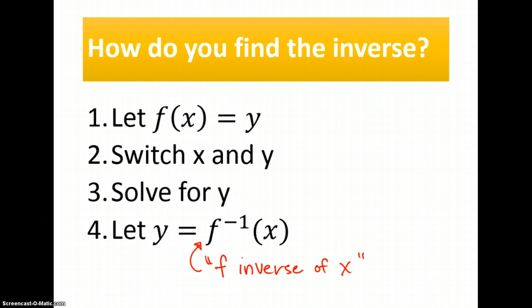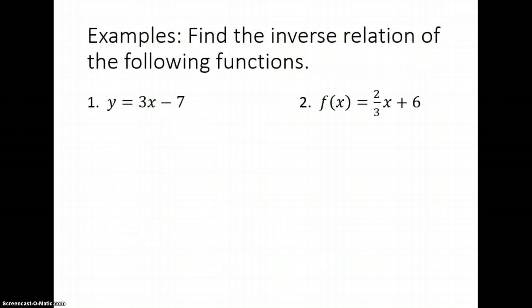Okay, so here we go. Let's try. First we have a function written as y equals 3x minus 7. It says to find the inverse relation of the following functions. It's already y equals, so the first step we take is to switch x and y. So our new function will be x equals 3y minus 7. Once we have switched the placement of x and y, I now solve for y. I'm going to add 7 to both sides, so x plus 7 equals 3y. And now divide everything by 3.